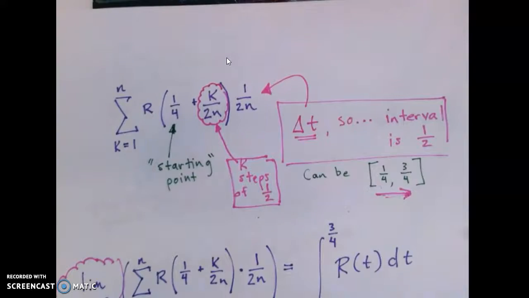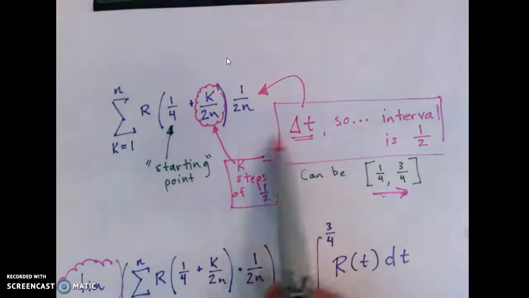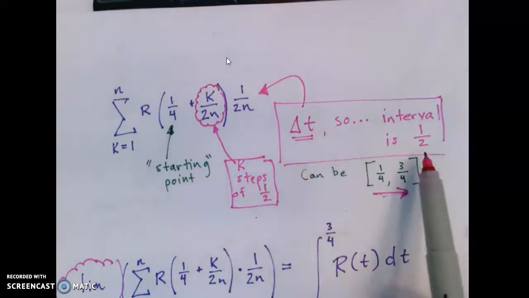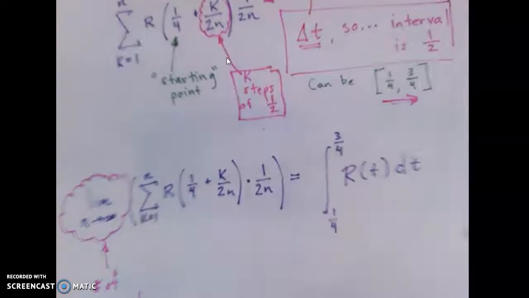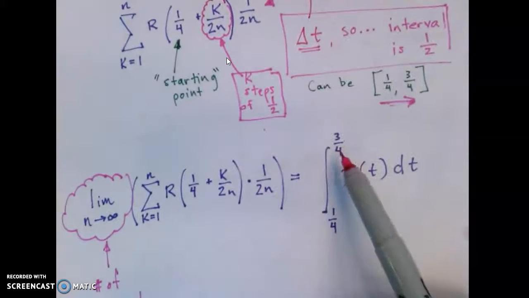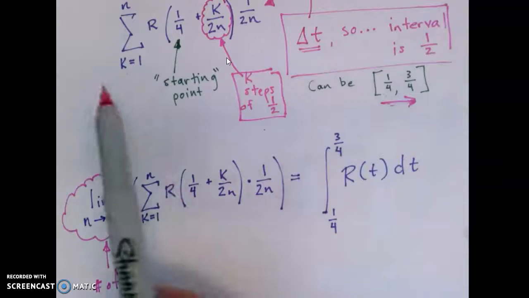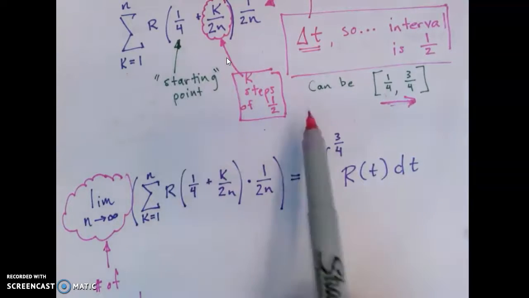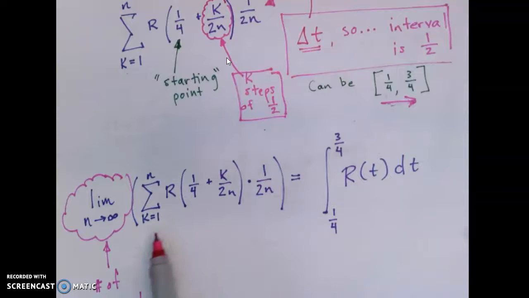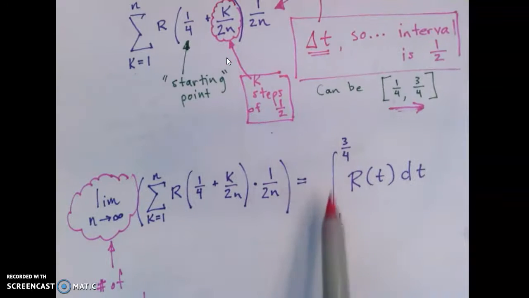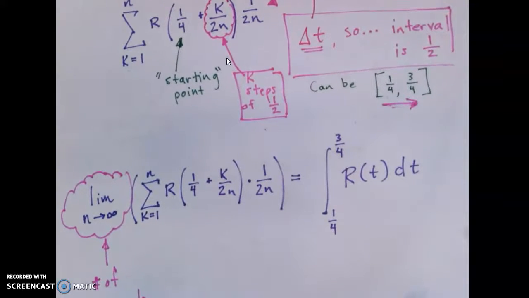Okay? Now, from here, once we understand this interval part is really important because that gives us our definite integral. But we're going to move down here. That gives us our 1/4 to 3/4. Our function is simply r of whatever our t value is, dt. And that's it. So really our value is this 1/4 to 3/4. That's the key part.